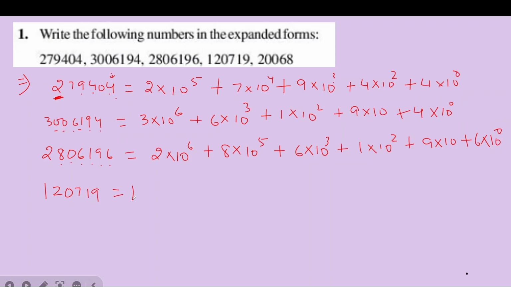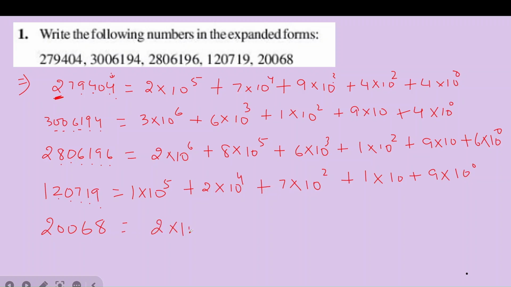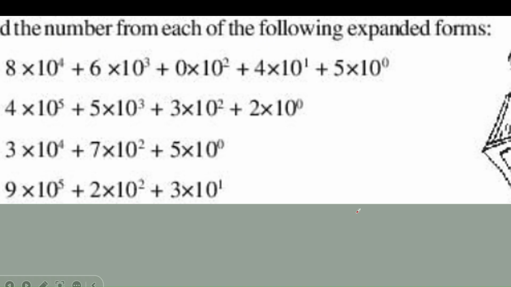120719. Let's write it down quickly. 1, 2, 3, 4, 5 plus 2 times 10 raised to the power 4. 0 we will not write. 10 raised to the power 0 plus 1 times 10 plus 9 times 10 raised to the power 0. And the last one, I think we have become experts in this by now. 4 and 8. Okay, that's it. Easy. Let's move to the next one.